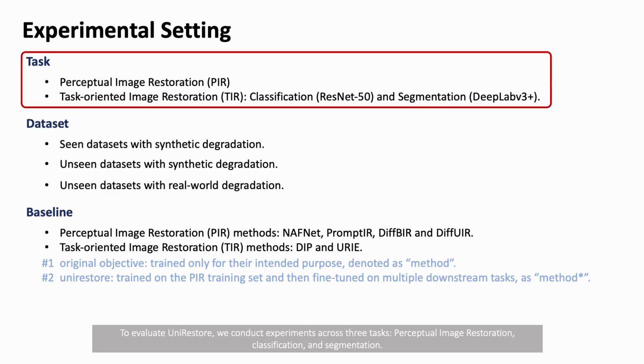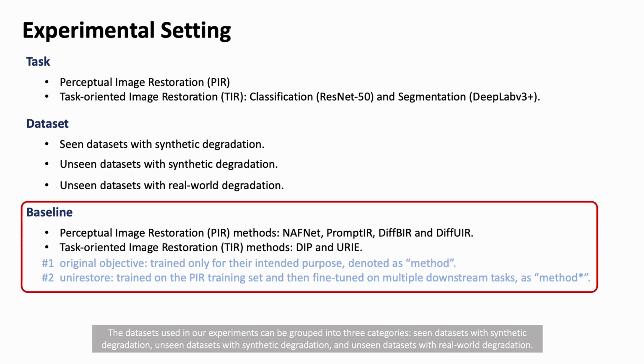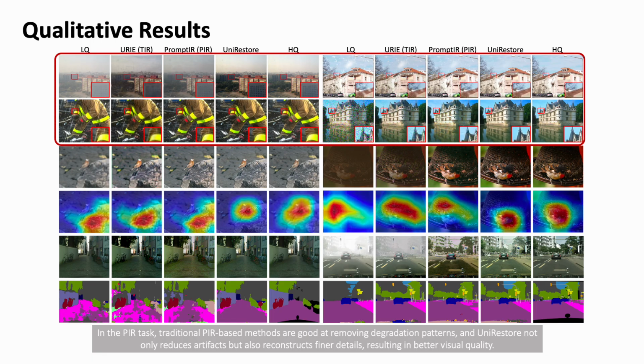To evaluate UniRestore, we conduct experiments across 3 tasks: perceptual image restoration, classification, and segmentation. The datasets used in our experiments can be grouped into 3 categories: seen datasets with synthetic degradation, unseen datasets with synthetic degradation, and unseen datasets with real-world degradation. We compare UniRestore with both PIR-based and TIR-based methods. For a fair comparison, each baseline is trained under its original objective and also under the UniRestore multitask setting when applicable.